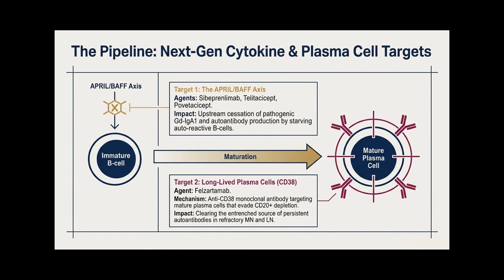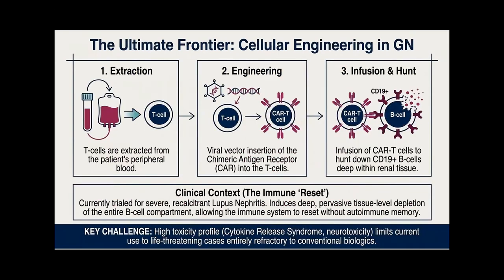Now, immature B cell has to mature into a plasma cell and produce your antibodies. Now, long-lived plasma cells, that is CD38, are there. You give the drug felzartamab, which is an anti-CD38 monoclonal antibody targeting mature plasma cells, and that clears the enhanced sources of the immunology. Now, the ultimate frontier of cellular engineering in glomerulonephritis.